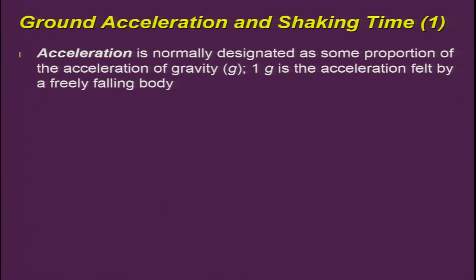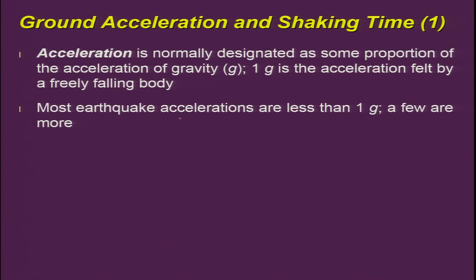Now, ground's acceleration and shaking time. The acceleration is normally designated as some proportion of the acceleration of gravity g. So 1g is the acceleration felt by a freely falling body. Now this is important because when we are talking about ground shaking, or seismic shaking, it results in the movement of the Earth's surface, and that will result in total damage or partial damage.